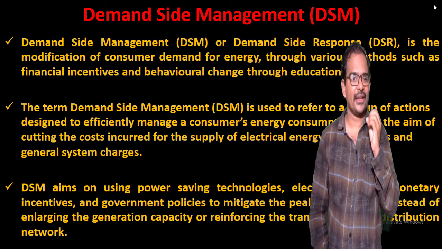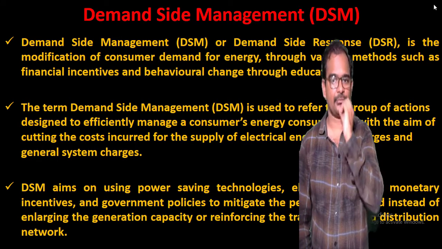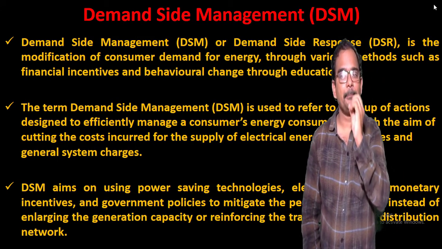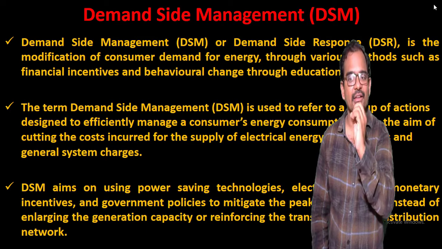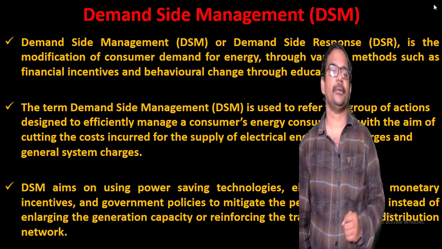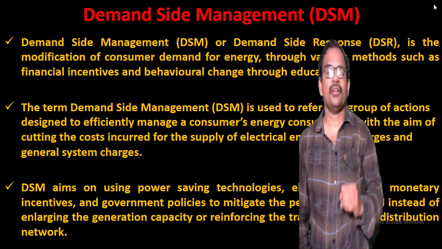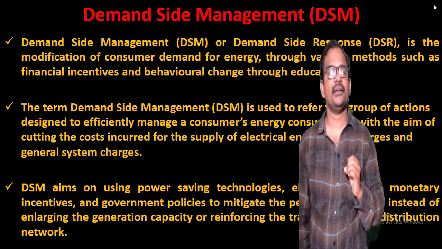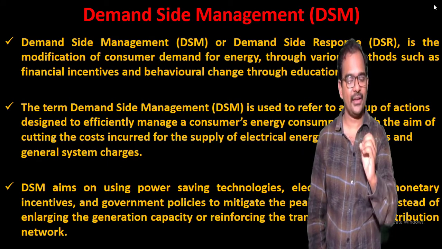Demand side management aims at using power saving technologies, electricity tariffs, monetary incentives and government policies to mitigate the peak load demand instead of enlarging the generating capacity or reinforcing the transmission and distribution network. The sentence says it all about demand side management. So in a day you have a peak load at a particular time. Say for example, for a city, in order to power that city you have 4 power plants, and the capacity of each power plant is 100 megawatt, and thereby from 4 power plants you are getting 400 megawatts to power a city or a region.